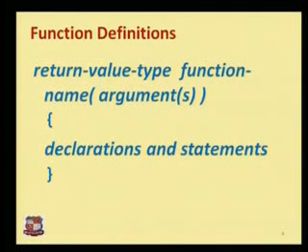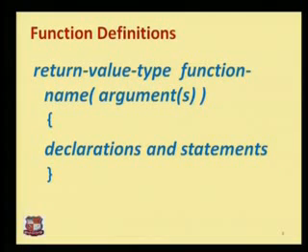Then the function definitions. After declaration of functions, we include the operations of functions, which are defined in the definition of a particular function. In the function definition, we have the return value type, function name and the arguments. The function name should be the same as it was declared in the function declarations.